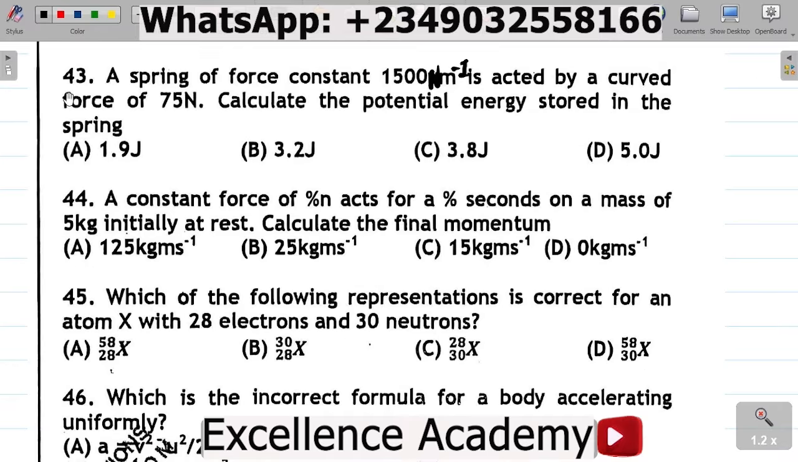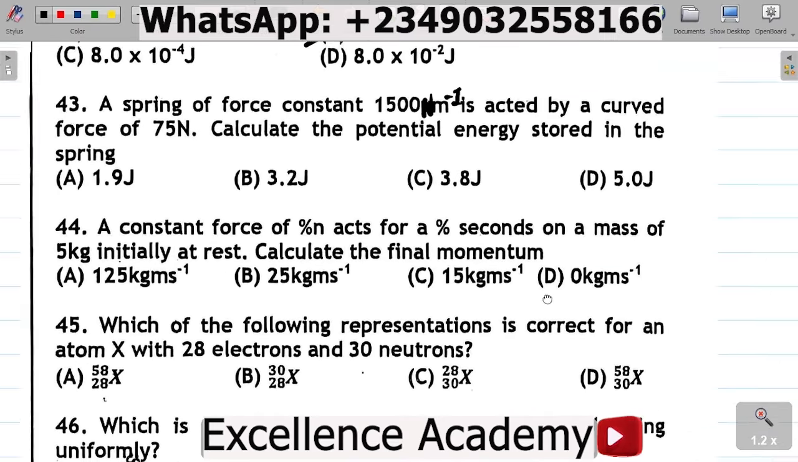So next up, question 43. Question 43 says a spring of force constant 1500 Newton per meter is acted on by a force of 75 Newton. Calculate the potential energy stored in the spring. All right, let's get this.